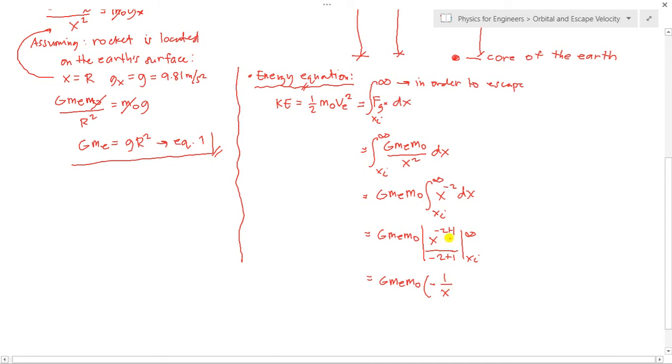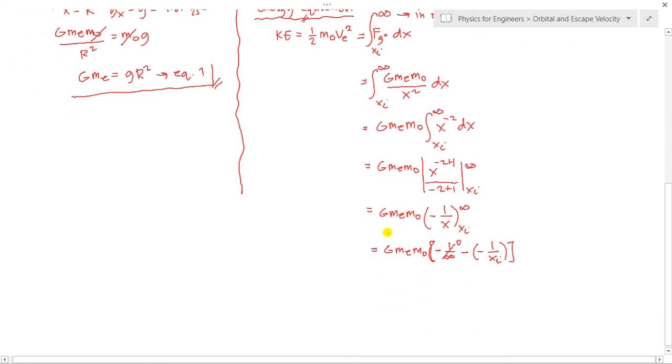Since the negative 1 is in the numerator, we bring it down to the denominator so the exponent is positive. Then starting from x sub I to infinity, we substitute: G M_E M_O, the upper value is 1 over infinity, then minus negative 1 all over x sub I. So we all know that 1 over infinity is 0, so that part becomes 0. So the final answer is just equal to G M_E M_O all over, this becomes positive now, x sub I.